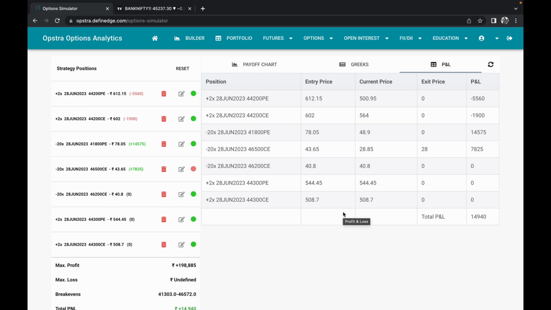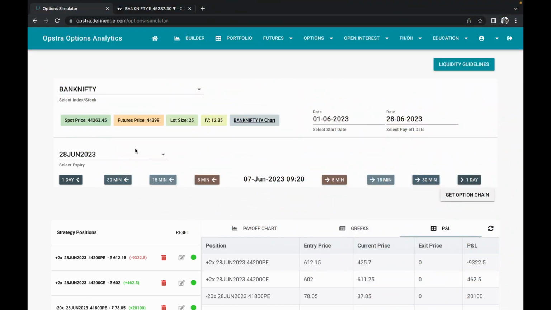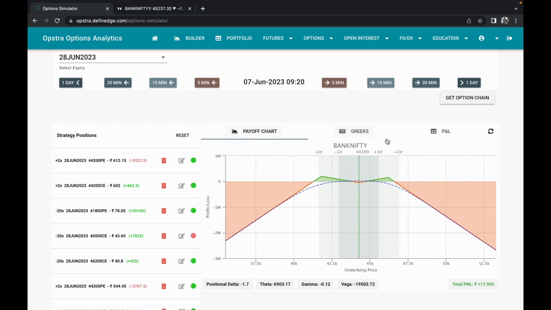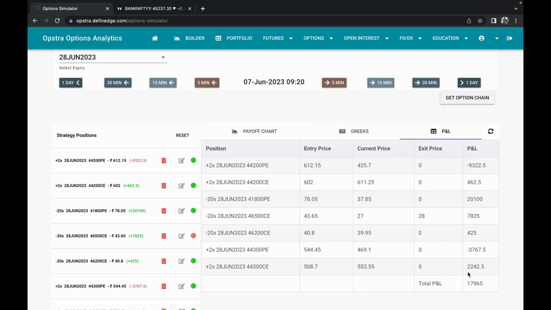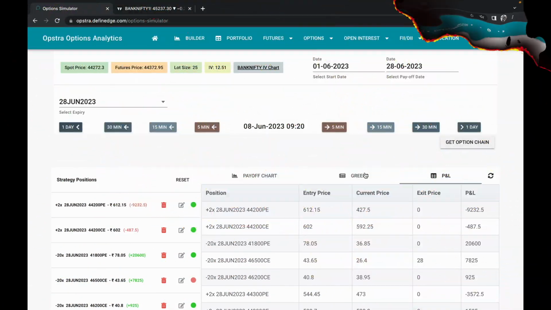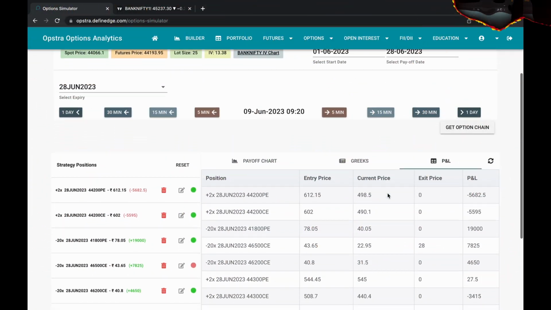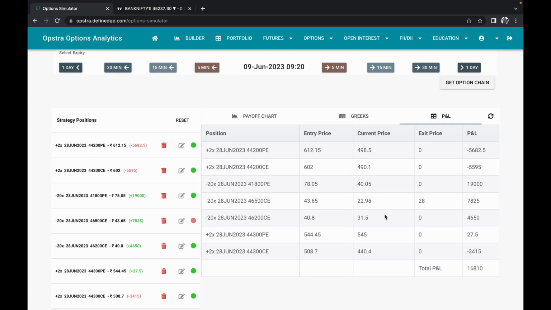After this, we are going to square off any buy positions according to the movement of the market. So let's move on to the next day. As you can see, the market has gone up and the premiums on the put sell side are still there. So I'm not going to do any adjustment. This is the payoff chart right now, making around 18,000 rupees. Again, the market has gone up a little bit and premiums are still there. So no adjustment. Okay, the market has actually gone down and the premiums are very low on the call sell side. So I'm going to square off this position.